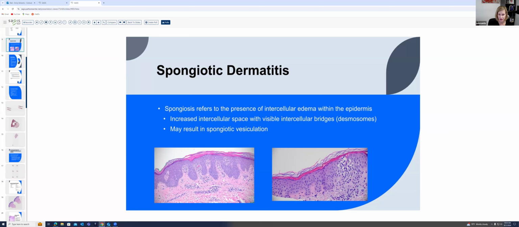And you can see a vesicle in this right-handed image. We also see the presence of some inflammatory cells here within the epidermis. These are lymphocytes, and this is exocytosis, which is very common in spongiosis. Exocytosis is lymphocytes within the epidermis in areas of spongiosis.